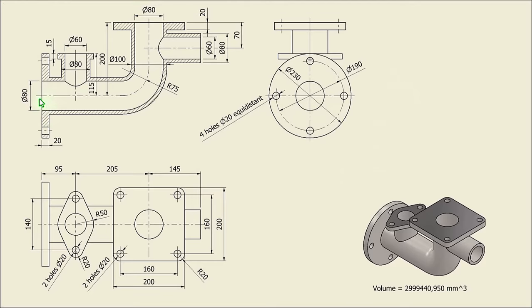We start by creating a sweep of this main feature with a diameter of 100, radius 75, and this distance of 205 plus 95, and this 200.